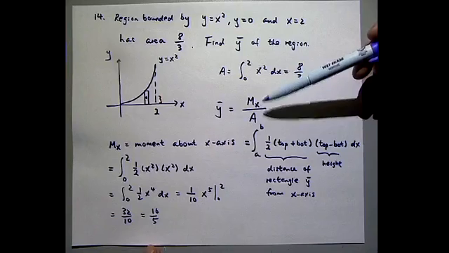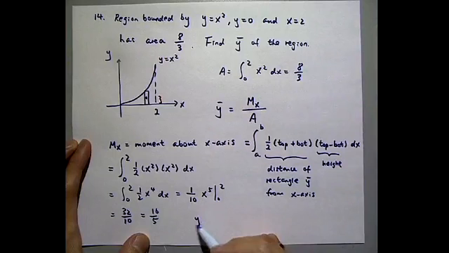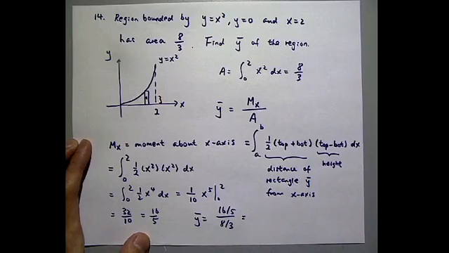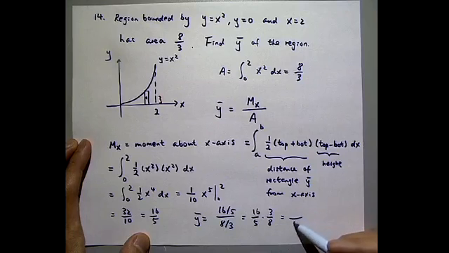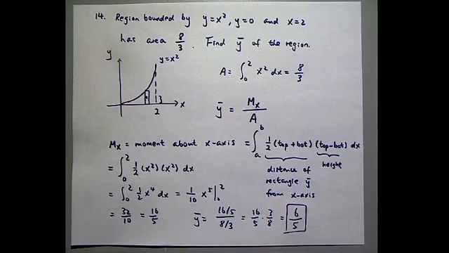Okay, so that gives me my Mx. I have my A. So therefore, y bar is equal to 16/5 over 8/3, and that's whatever that turns out to be. That's a 5 down here to 6. There we go. Questions?